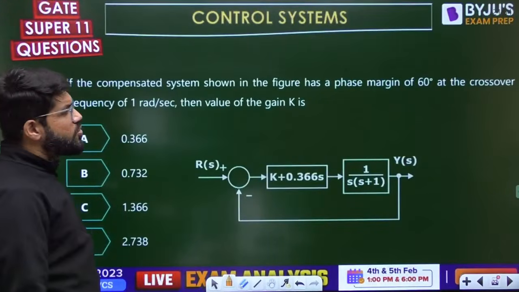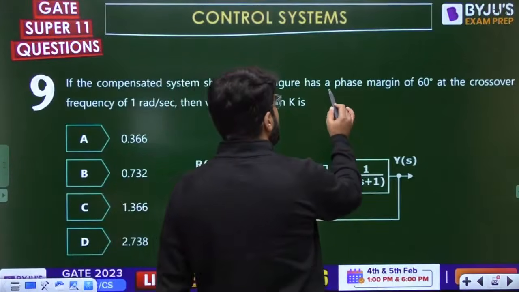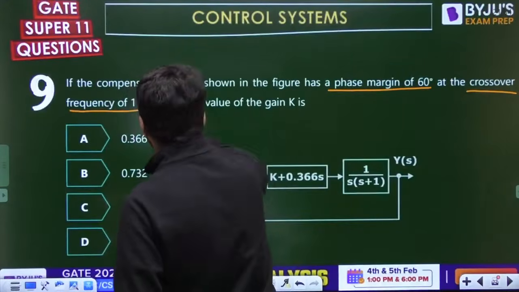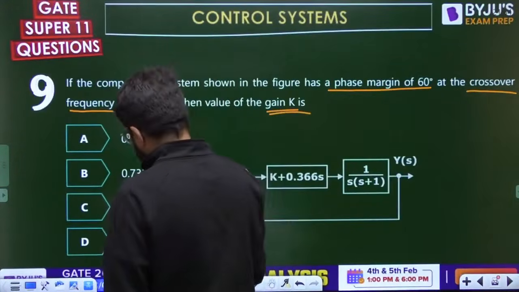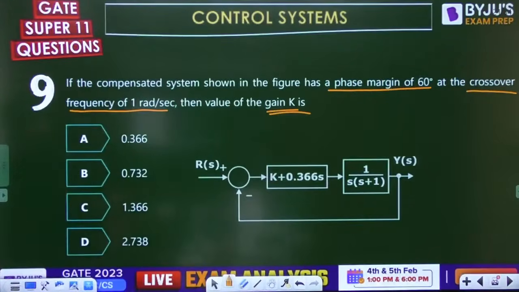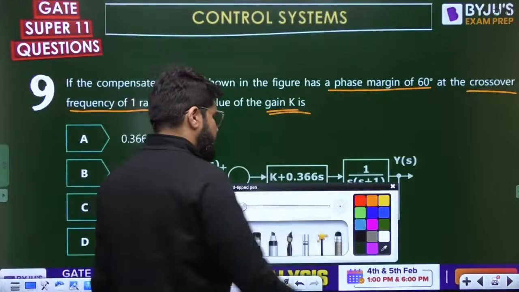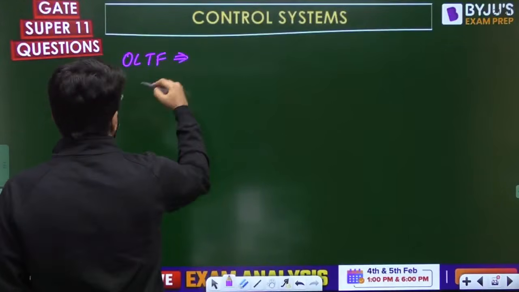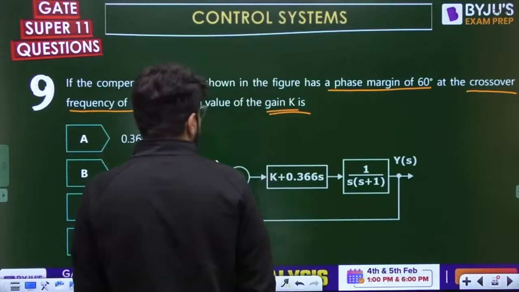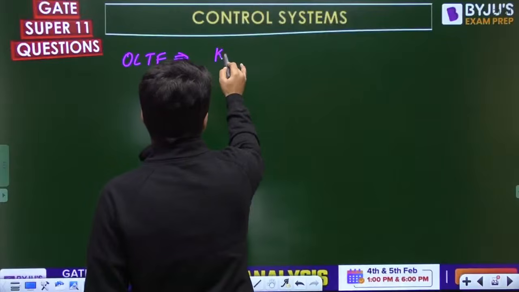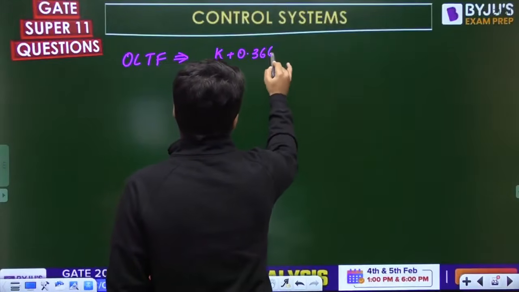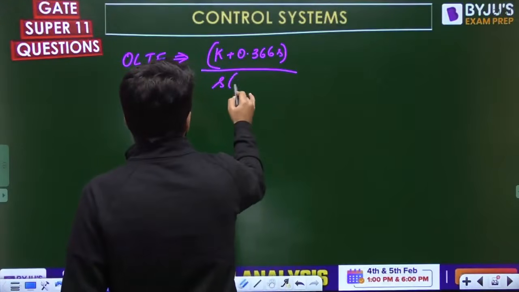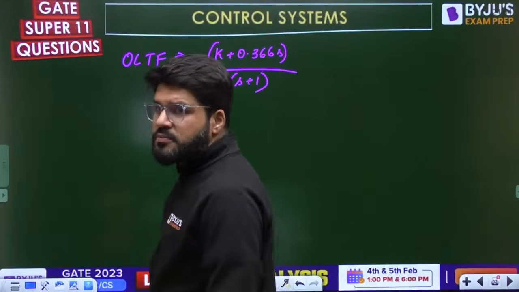If the compensated system shown in the figure has a phase margin of 60 degree at the crossover frequency of 1 radian per second, then find the value of the gain k. So first of all, let me take the open loop transfer function, and that should become (k + 0.366s) multiplied by 1 upon s plus 1. So directly let's write it divided by s plus 1.